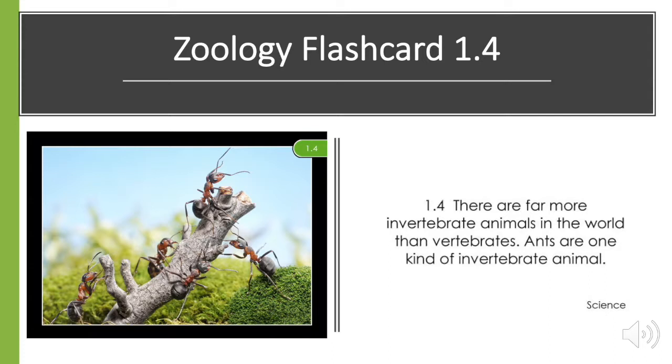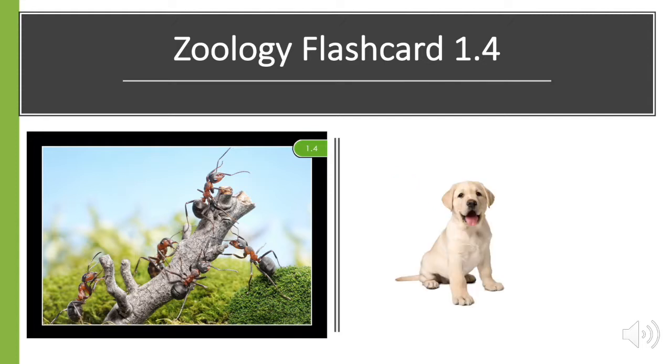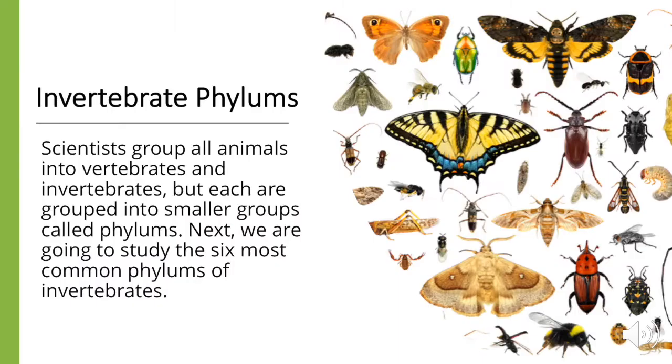Ants are just one kind of invertebrate animal. Fun fact, how many more invertebrates are there than vertebrates in the world? Do you know? For every vertebrate, there's 1, 2, 3, 4, 5, 6, 7, 8, 9 invertebrates. That means there's 9 times as many invertebrate animals as vertebrate animals. That's quite a few, huh? So we're way outnumbered, aren't we?